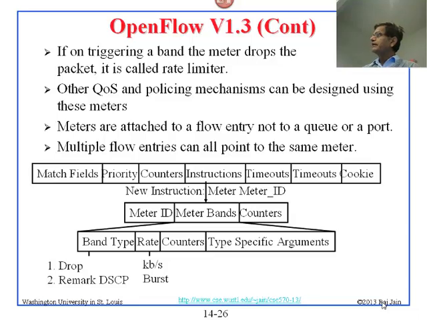Match fields, priority, counters, instructions, timeouts, and a second timeout, and then cookie. All right? And so in the instruction, it could be a meter with a meter ID, and then the meter band, and then the counter. And the meter band would be band type, the rate, counter, and a specific whatever you do. So there are many different kinds of bands, and there are right now two types of bands defined. One is drop band and one is remark band. If you cross the first band type, you are dropped. If you cross the second band type, then we remark the packet.